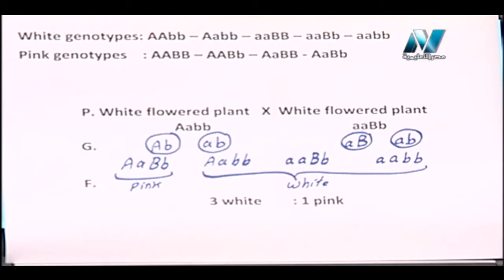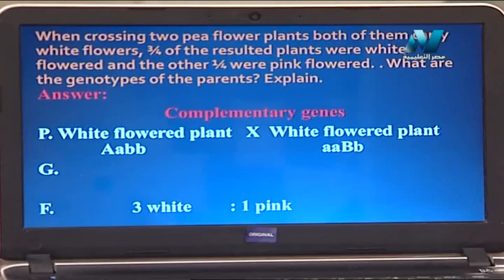What about the pink flowered plants? They must possess one of these genotypes: capital A, capital B, or capital A, capital B, small b, or capital A, small b, capital B, capital B, or capital A, capital B, small b. So when you put these genotypes in front of you, you can choose which one of them will be represented by each pair.